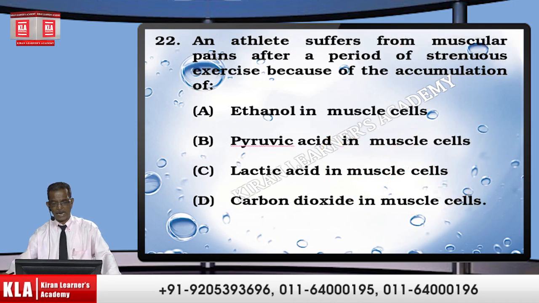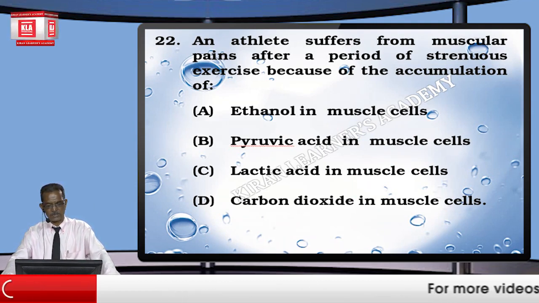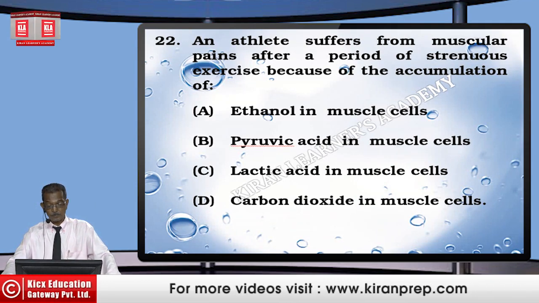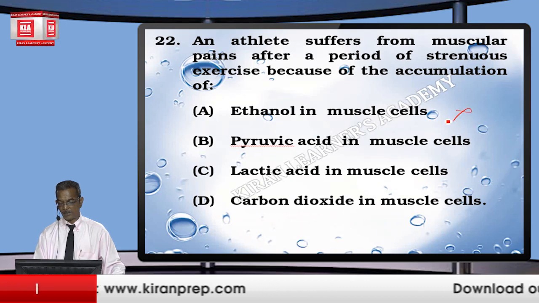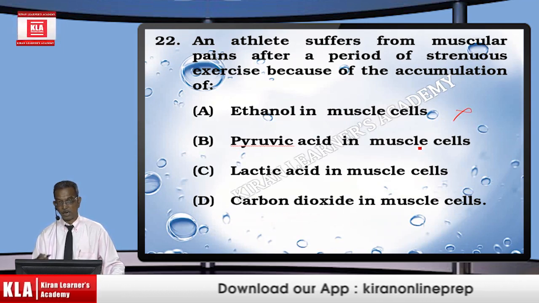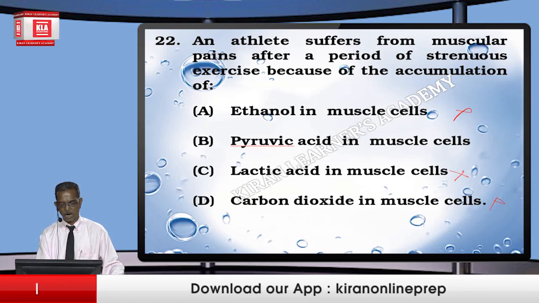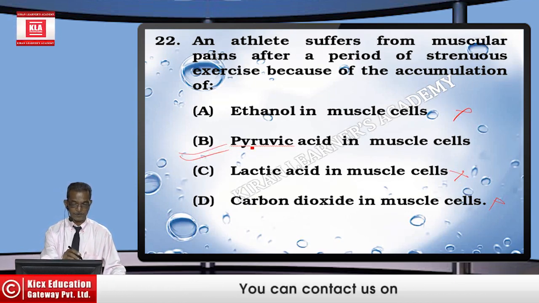Next. An athlete suffers from muscular pains or spasm after a period of strenuous exercise. Strenuous means hard, requiring more energy. Because of the accumulation of what? Ethanol is the product of fermentation. Pyruvic acid is common in both aerobic and anaerobic. Lactic acid is in the anaerobic respiration, carbon dioxide in the muscle cells. Now, option B is the correct one.